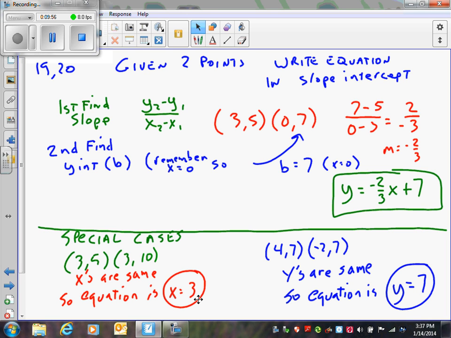Your other special case: the x's are different, but the y's are the same. If the y's are the same, it's a horizontal line. This was a vertical line. Horizontal lines, the equation is y equals whatever the y number is. So in this case, it's both 7. y equals 7. It's horizontal or flat because I'd have 7 minus 7 on top, which would give me 0 on top. Slope is 0. And that's the test. Please study.